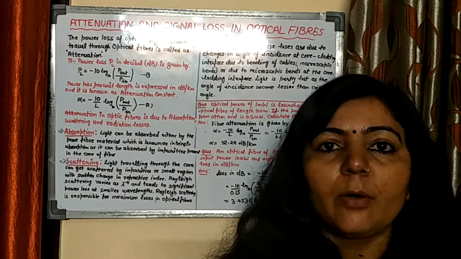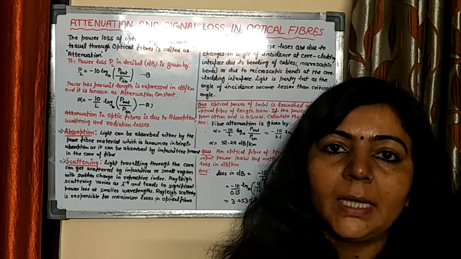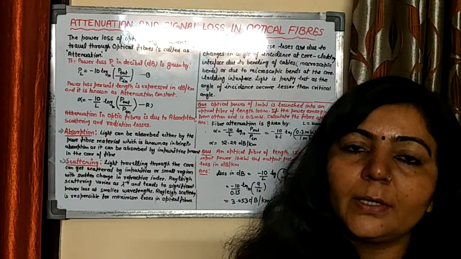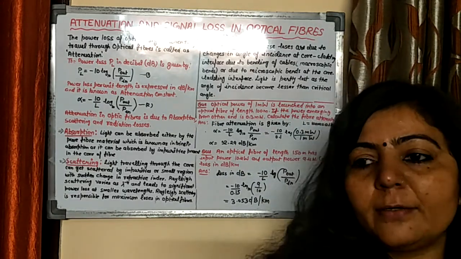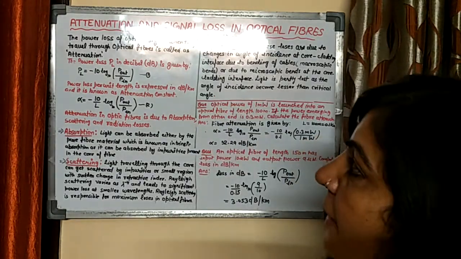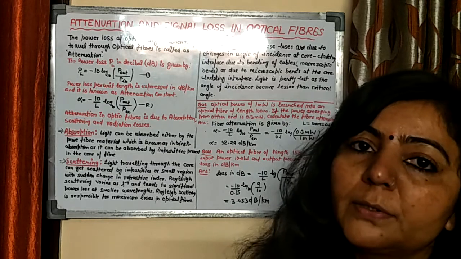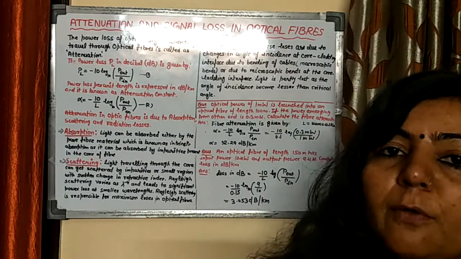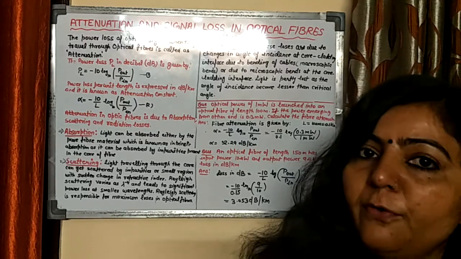After that, we discussed different types of optical fibers like step index optical fibers and graded index optical fibers. Now we have our next topic, that is losses in optical fibers. So attenuation and signal losses in optical fibers are because of different factors.